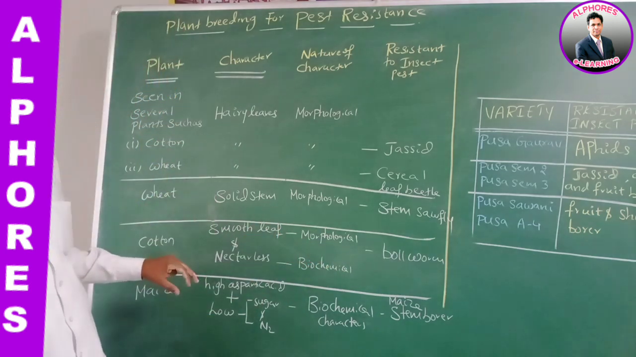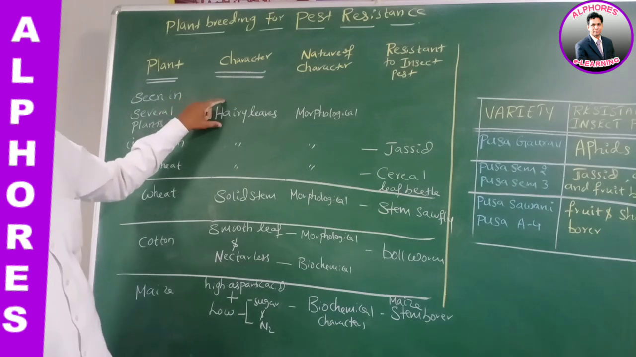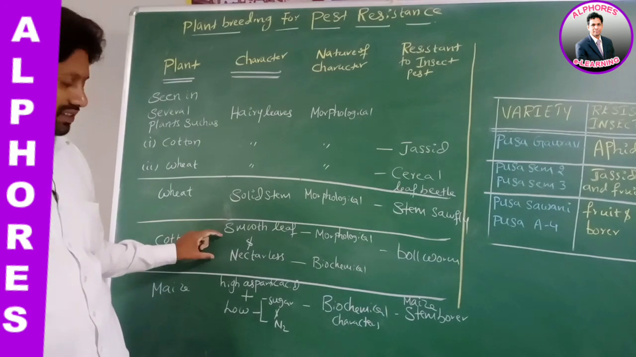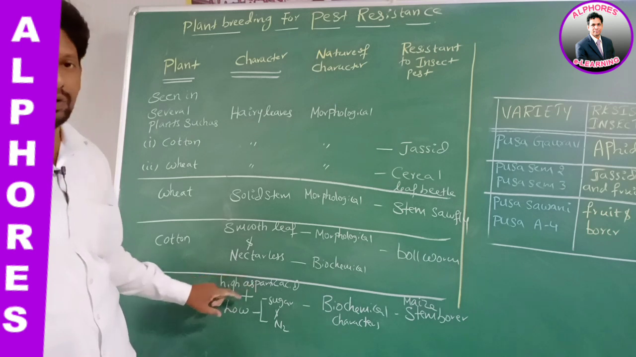Are the statements clear? Therefore, what are the characters we studied here? Number 1, hairy leaves. Number 2, solid stem. Number 3, smooth leaf and nectarless. Number 4, high aspartic acid, low sugar and low nitrogen.